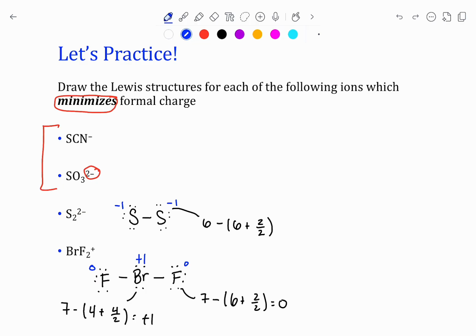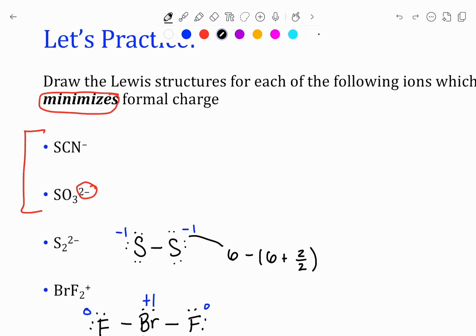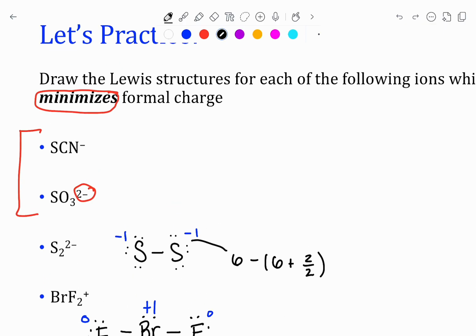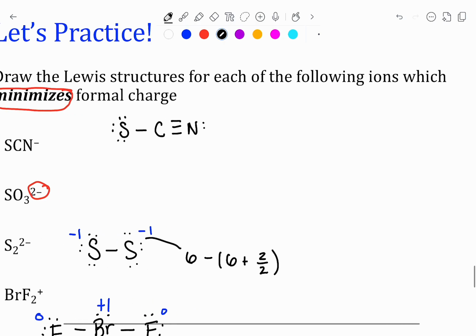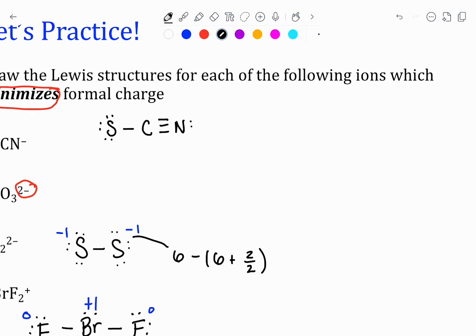So let's look at SCN minus. You may have come up with a Lewis structure that looks like this: S, single bond C, triple bond N, lone pair, 1, 2, 3, 4, 5, 6. You could have come up with one that looks like that, or you could have come up with one that looks like this.